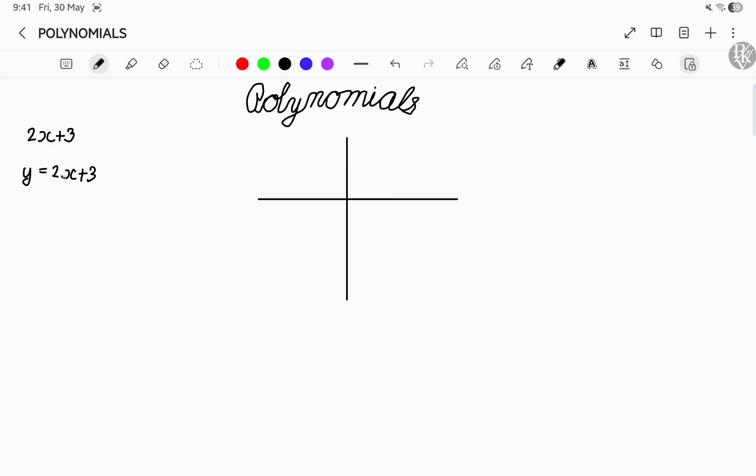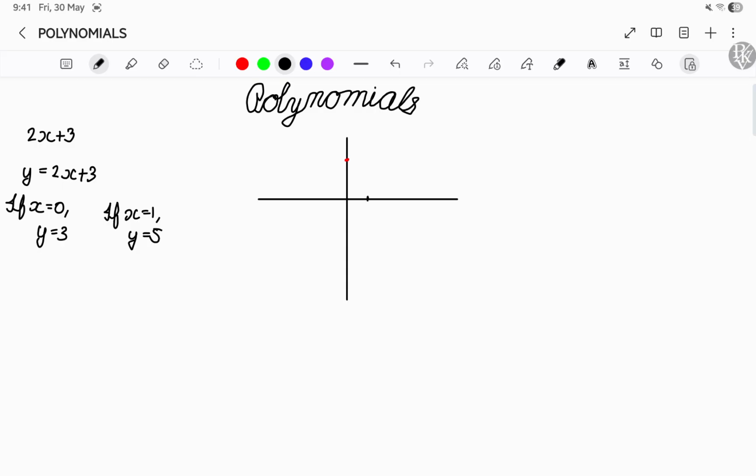So let's say you took x is equal to 0. If x equal to 0, that would mean y is equal to 3. So we can plot 0, 3. That is somewhere around here. Now you take if x is equal to 1. If x is equal to 1, you will get 2 plus 3. Y is equal to 5. Substitute x as 1.